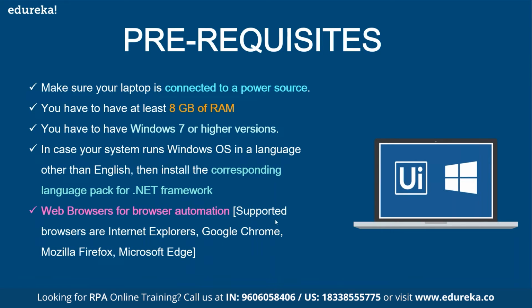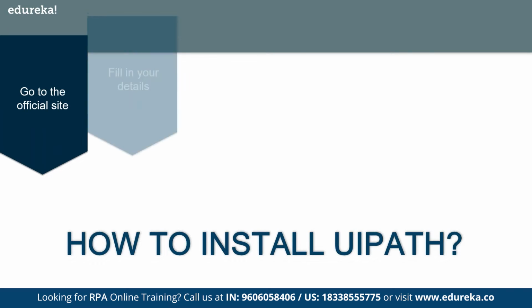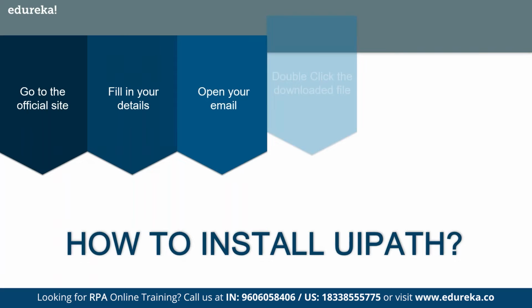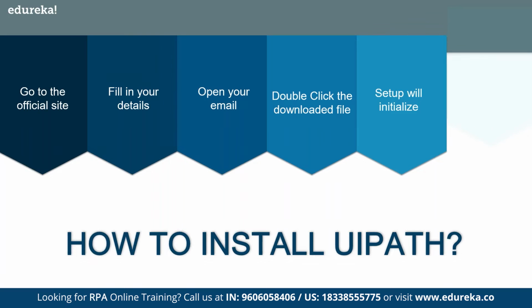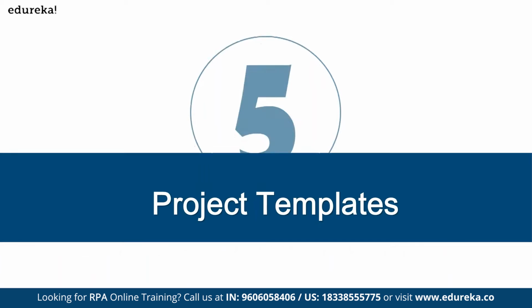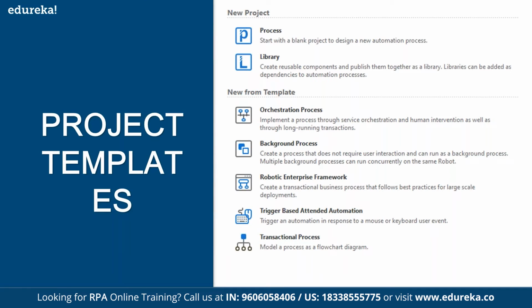These are the browsers that are supported by UiPath, that is Internet Explorer, Google Chrome, Mozilla Firefox, Microsoft Edge. Right, so we have looked into how to install UiPath. That is, go to the official site, fill in your details, open your email, download the link. Okay, double click on the downloaded file, setup will initialize, enter email address. That's it. Okay, and these are the different project templates that we have just seen in that particular user interface. We have process, library, all those things.